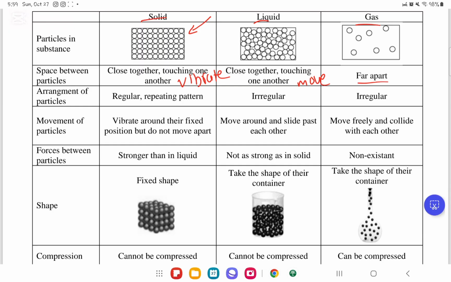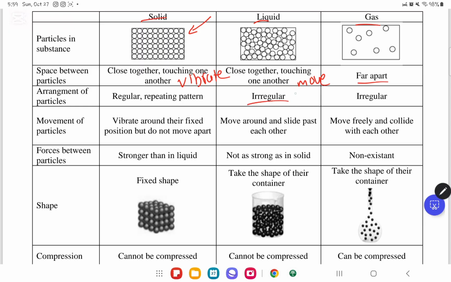Now the arrangement of particles. This is a very important concept. In a solid, the particles are in regular repeating patterns, meaning they do not change easily. So, for example, a tissue box, if you put it in a different container, will it change its shape? No, if I put it on my desk or if I put it on my floor, it's the same shape and the same size. So we say it is a solid because it has a regular repeating pattern.